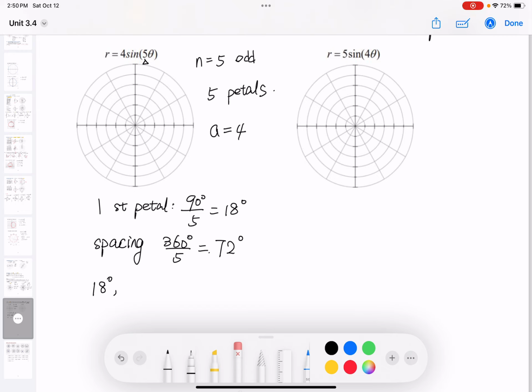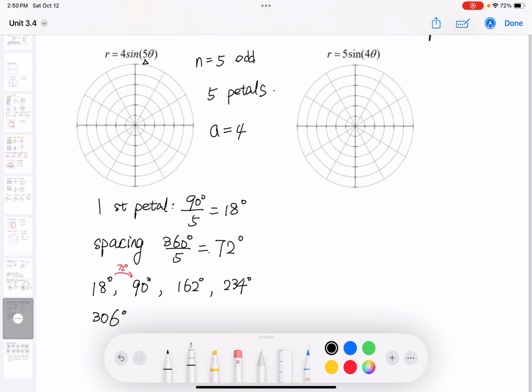We can do the computation. We have 18 degrees. So we can add some notes here. You plus 72, which is my spacing. And the next petal is 162. You add 72 from 162 and plus 72, we have 234 degrees. And the next petal is 306 degrees. I need to find these 5 angles.